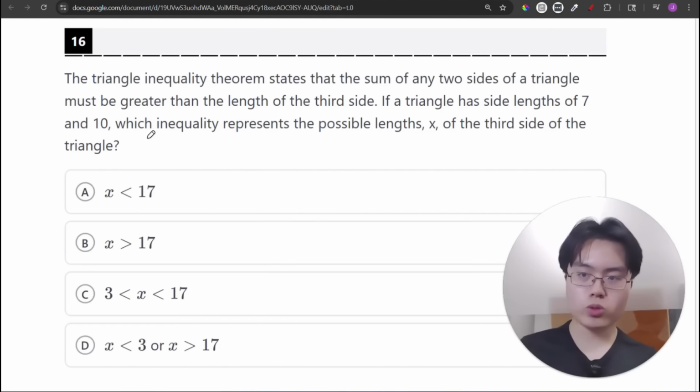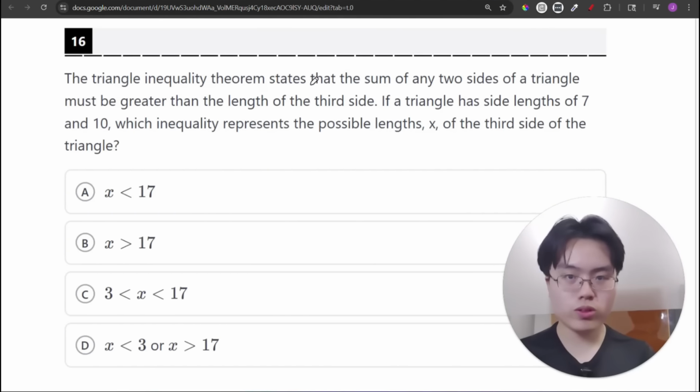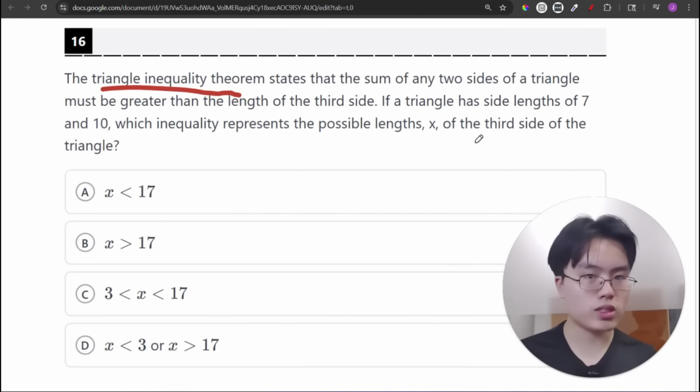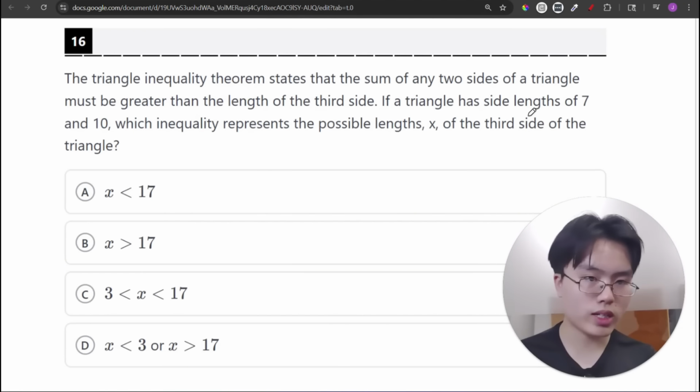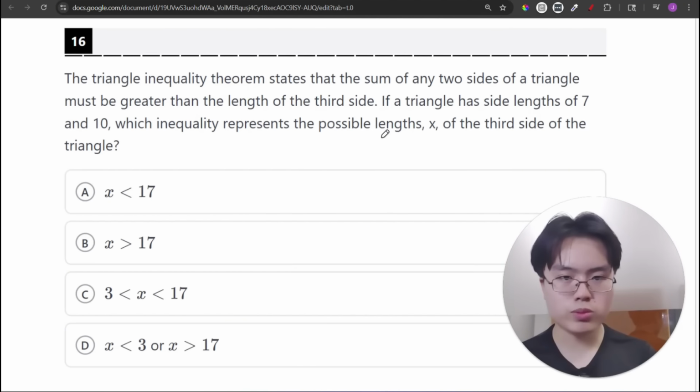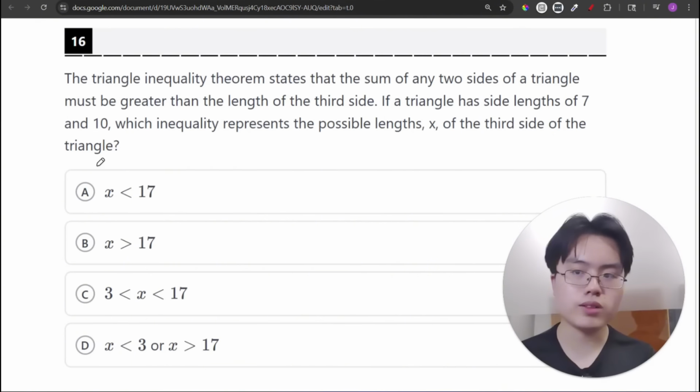Okay, let me solve this question now. The triangle inequality theorem states that the sum of any two sides of a triangle must be greater than the length of a third side. So that's just the triangle inequality theorem. I'm going to explain this as we read on. So if a triangle has side lengths of 7 and 10, which inequality represents the possible lengths of x, the third side of the triangle?